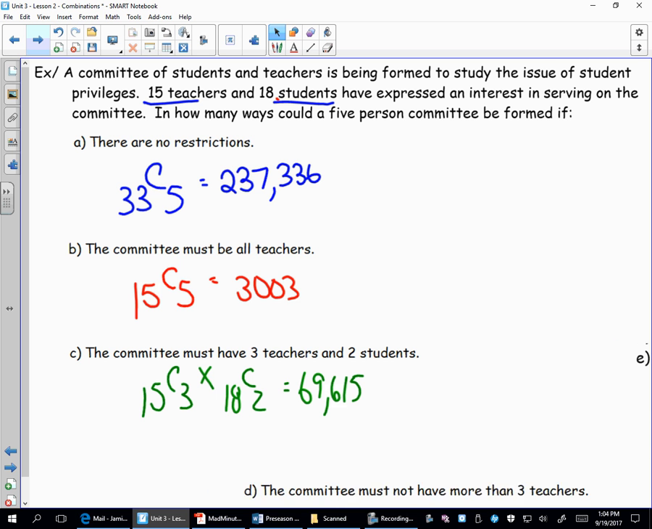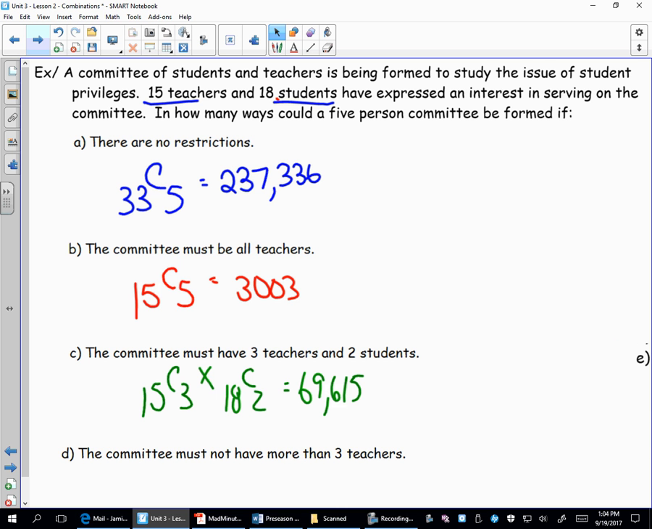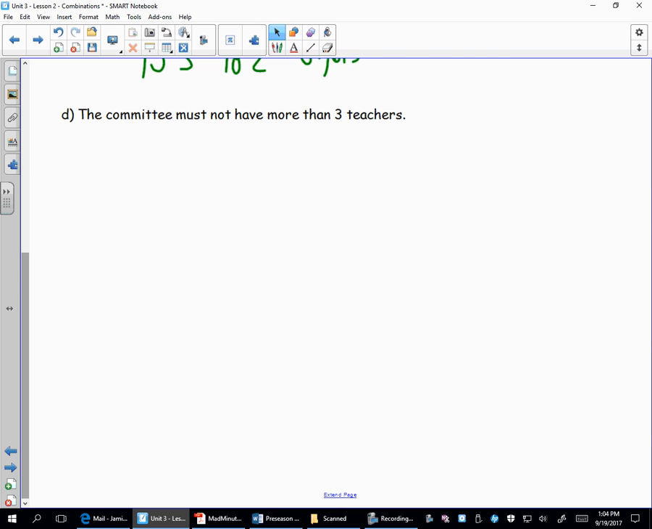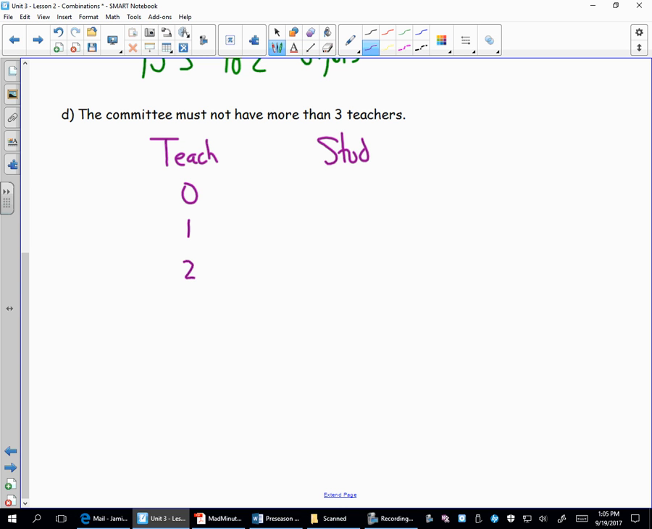Let's take a look at D. The committee must not have more than 3 teachers. Now, this is a cases question, because it doesn't tell us specifically how many teachers we have, as long as we don't have more than 3. So the way I like to do these questions is I like to set up a little table. So teachers, how many could I have? Well, they can't have more than 3. So I could have no teachers, or 1 teacher, or 2 teachers, or 3 teachers.